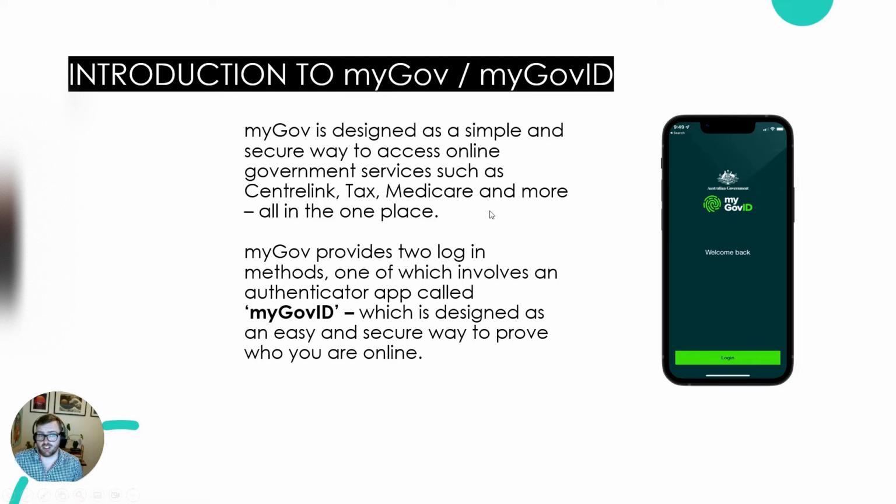Just as a quick introduction, what is MyGov? MyGov's designed as a simple and secure way to access online government services, whether it's Centrelink, the Australian Taxation Office, or Medicare, and much more in the one place. MyGov actually provides two login methods to the platform, one of which involves an authenticator app called MyGov ID, which is designed as an easy and secure way to prove who you are online.